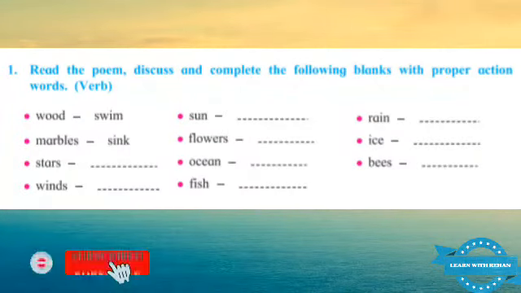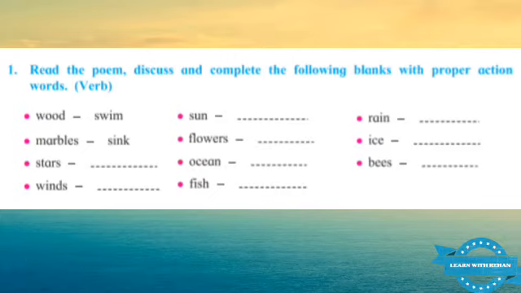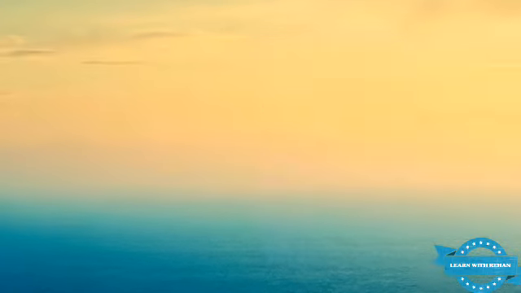Question number 1. Read the poem, discuss and complete the following blanks with proper action. Words: wood, swim; marbles, sink; stars, shine; winds, blow; sun, sinks; flowers, die; ocean, ebbs; fish, gills; rain, falls; ice, melt; and bees, sting.